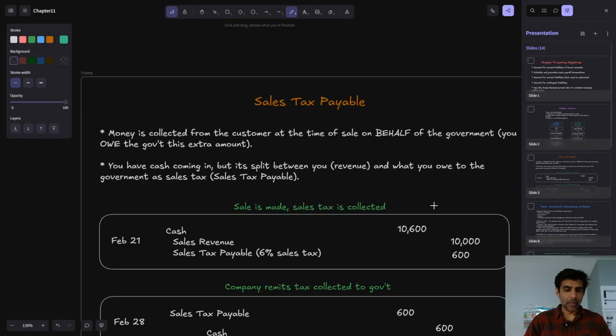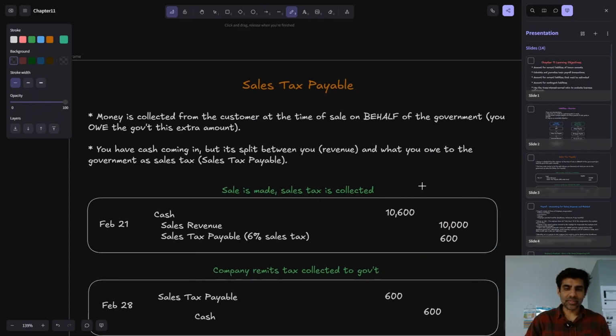Okay, so this is a little side topic that's brought up in this chapter: how to deal with sales tax. Whenever a business charges you sales tax, you are paying them money. Yes, this is true. Your cash is going to the business, but it's not their money. They're collecting money on behalf of the government.